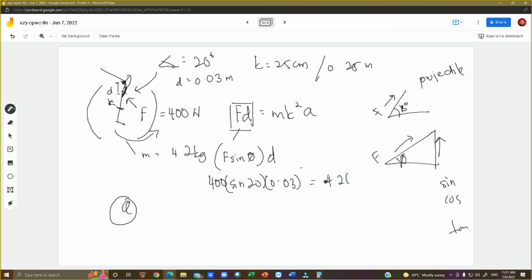4.2. And how about the K, the radius of gyration? 0.25 square alpha. Dapatlah kamu selesaikan soalan tersebut. Okay, apa kita dapat?